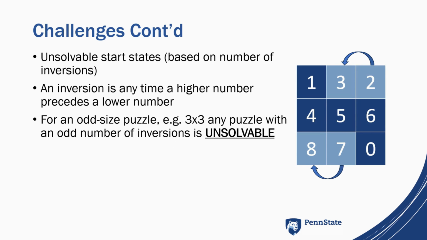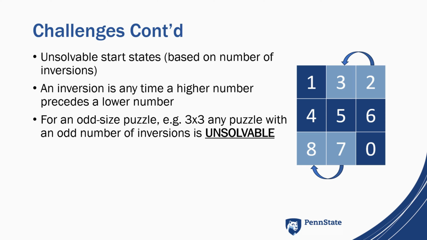Another challenge we encountered was unsolvable puzzles. An inversion is any time a higher number precedes a smaller number. The easiest way to find the total number of inversions is to list out all of the numbers excluding 0. In this case, we have 1, 3, 2, 4, 5, 6, 8, 7. Because 3 is greater than 2 and 8 is greater than 7, we can say that this example has 2 inversions.